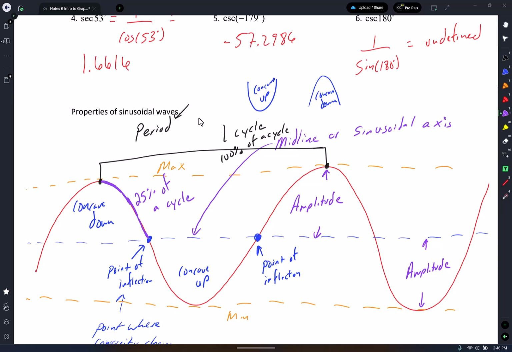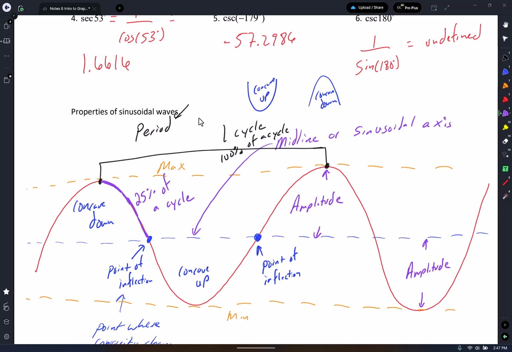Does that make sense? That makes sense, Travis? I'll show you guys here. See how from the max to the midline, that's 25% of a cycle. And then from the midline to the minimum, that's another 25%. From the minimum to the midline, that's another 25%. And from here to here, that's another 25%, if I count from peak to peak of one cycle.